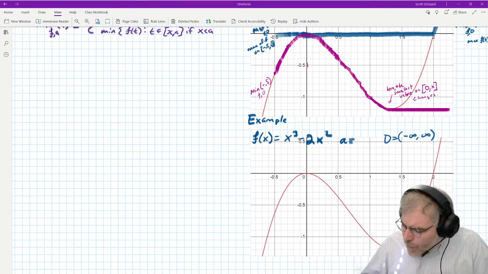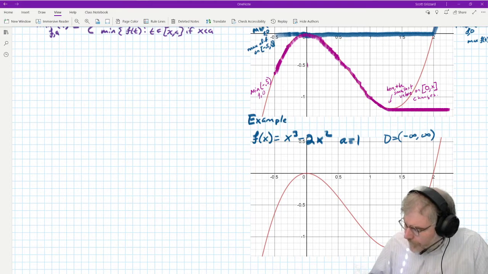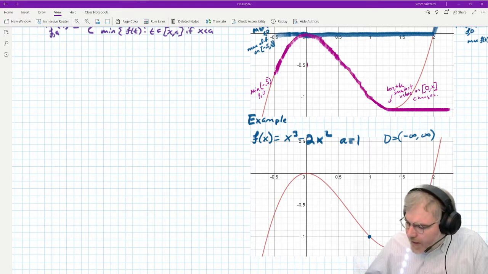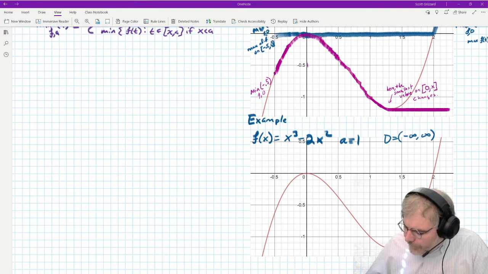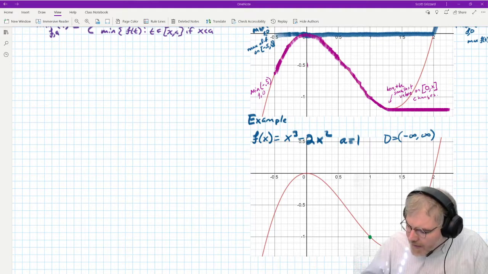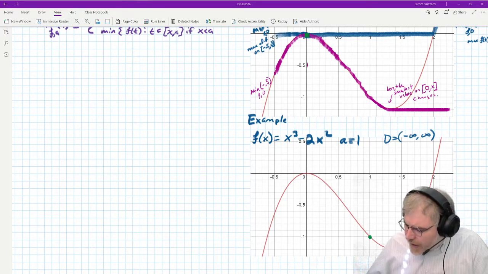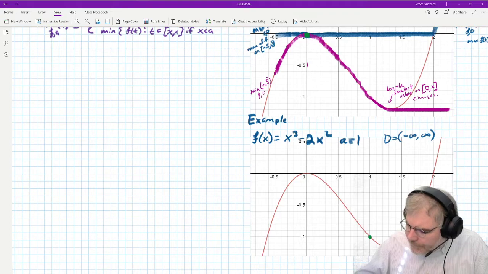So let's let a equal 1. Now, if my base point is 1, here my base point was 0. Let's change the colors here. Let's let my base point be 1. Here my base point was 0. Now, same question. Let's talk about which one blue is. So blue was max, and kind of purplish was min.